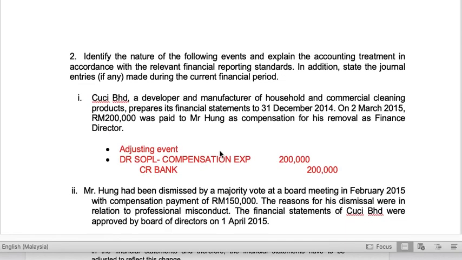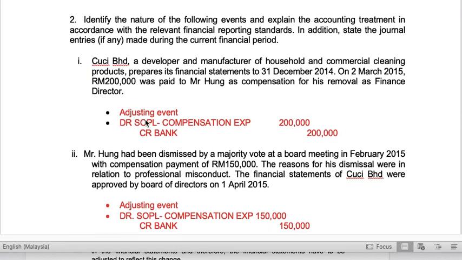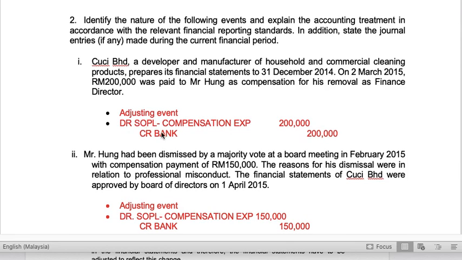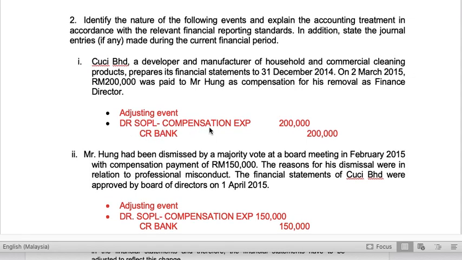Okay, another example. Identify the nature of the following event. Cuci Berhad, a developer and manufacturer of household and commercial cleaning products, prepares financial statements to 31 December 14. On 2nd March, 200,000 was paid to Mr. Hang as compensation for his removal as finance director. So this is considered an adjusting event. When you pay, of course you credit bank, and this payment is considered an expense, so you will debit SOPL compensation expenses.